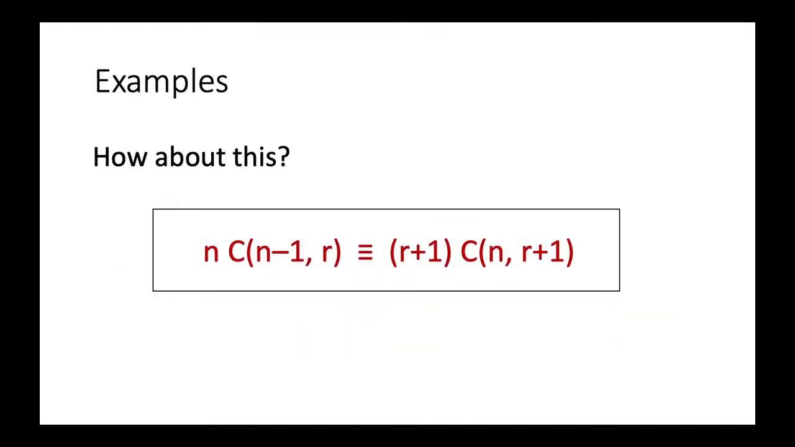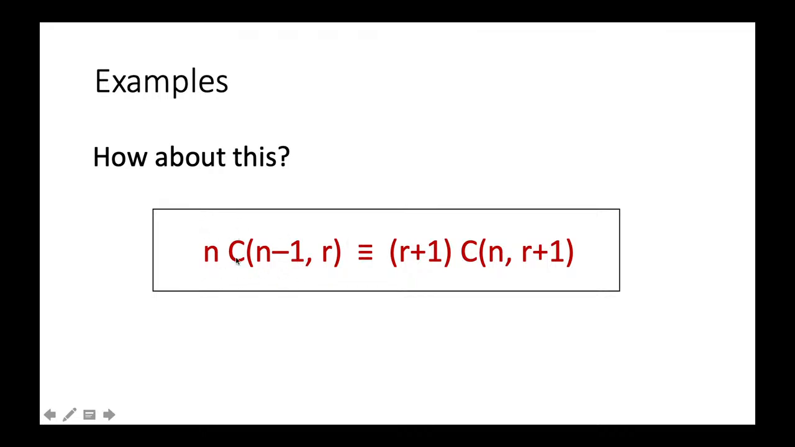Okay, so how about this one? This one is n times n-1 choose r is always the same as r+1 times n choose r+1. So how do we interpret the things here? It may be a little bit complicated, but let's try to figure out what could be the potential meaning of the left-hand side. It looks like there's n here, and then you multiply something that just has n-1 to choose.